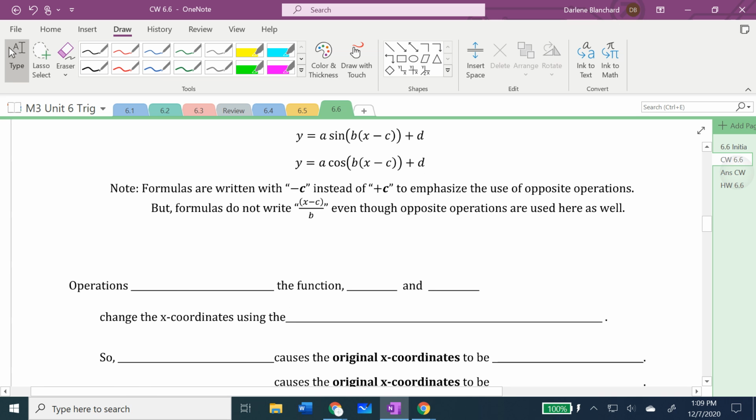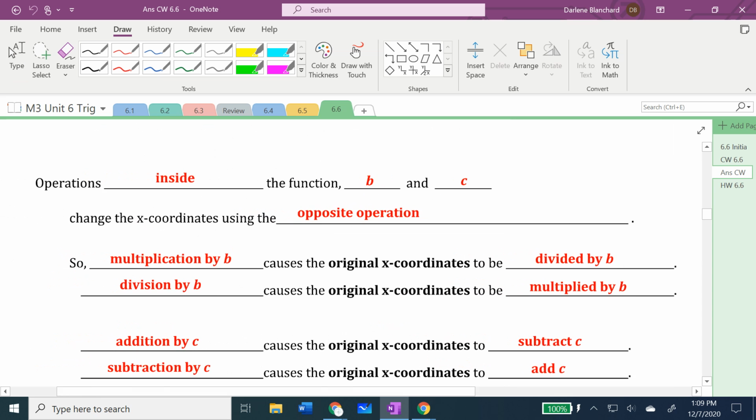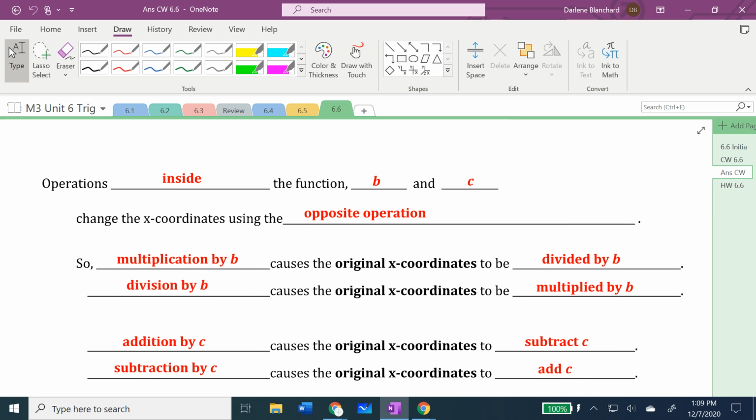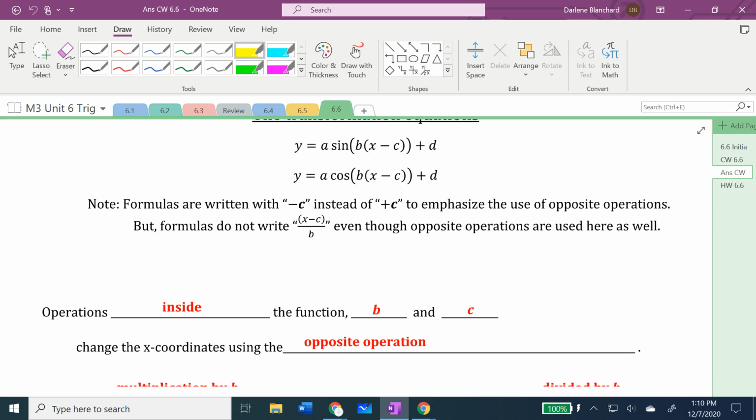so let me go to the answers. So I want to emphasize inside operations are the letters B and C that you see here. You're going to take your original x coordinates of the parent graph and you're going to do the opposite operation that you see in front of you. And we'll do examples to help you with that.